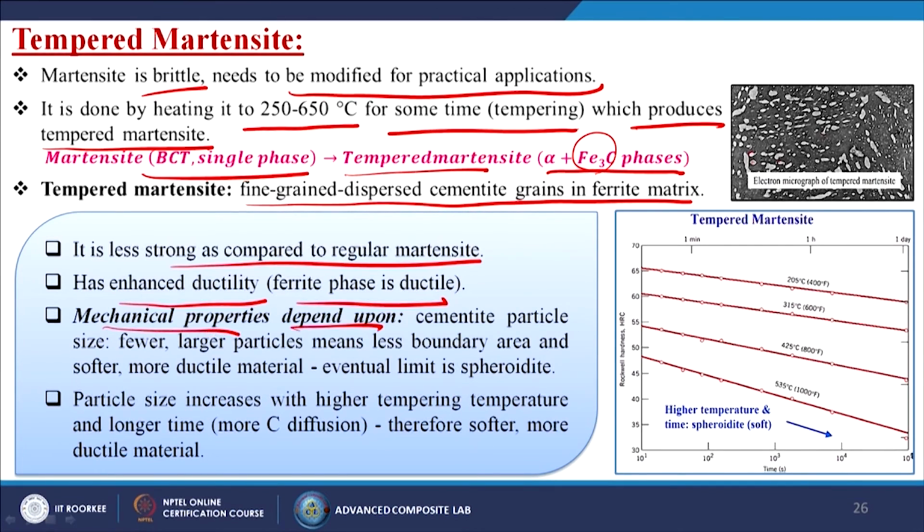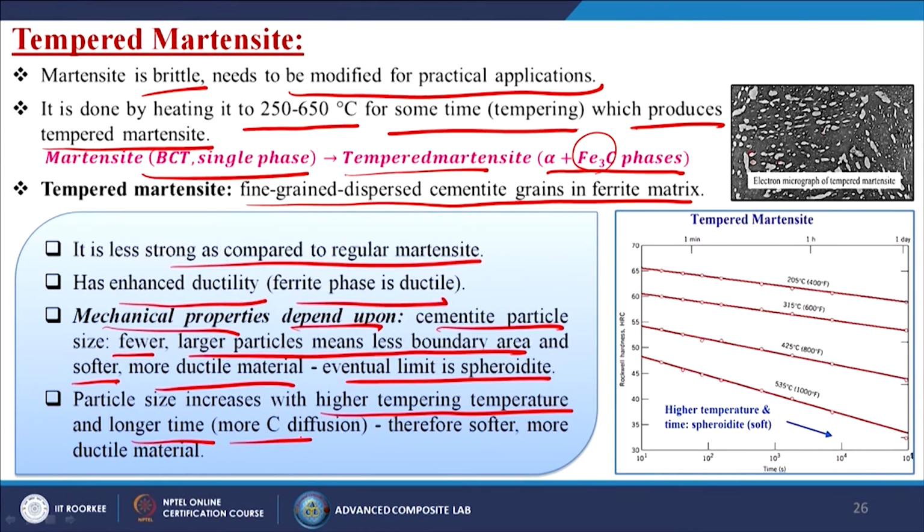Mechanical properties depend upon cementite particle size. Fewer, larger particles mean less boundary area and a softer, more ductile material; the eventual limit is spheroidite. Particle size increases with higher temperature and longer time, which means more carbon diffusion is taking place, therefore softer and more ductile in nature. So, when we are talking about hardness, this is the time axis. At higher temperature and time, spheroidite is becoming softer because its hardness is going down, and for tempered martensite too, at higher temperature it is becoming softer.